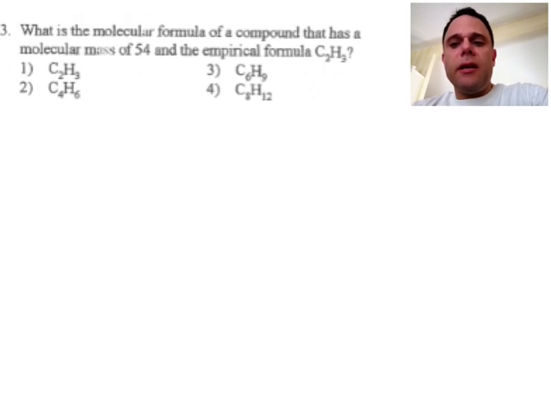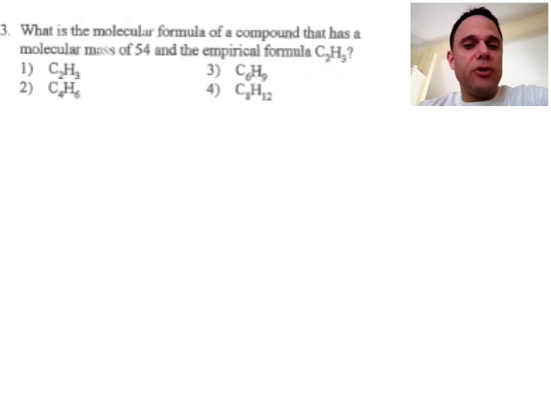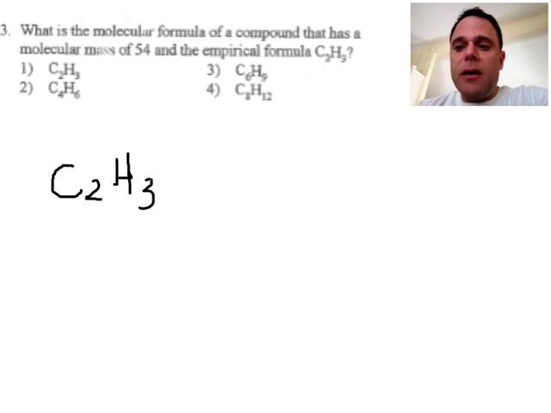Now this one starts getting a little trickier. It reads, what is the molecular formula of a compound that has a molecular mass of 54 and the empirical formula is C2H3. Well, the first thing we must do is determine what the mass of the empirical formula is. And we have 2 carbons, 3 hydrogens. Now, every carbon has a mass of 12.